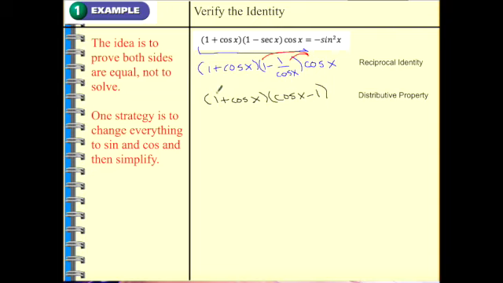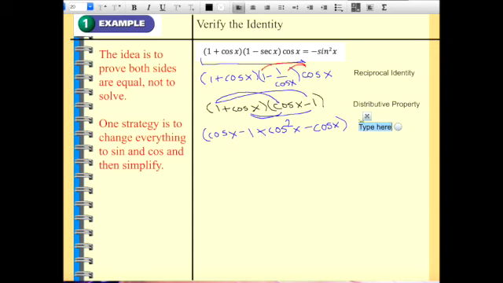So I've got 1 times cosine, which is cosine, 1 times negative 1, which is negative 1, cosine times cosine, which is a positive cosine squared, and cosine times negative 1, which is negative cosine. And I closed my parentheses because I started parentheses here. You don't necessarily have to have that. That was, again, the distributive property.